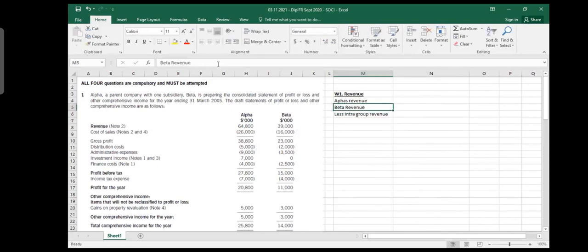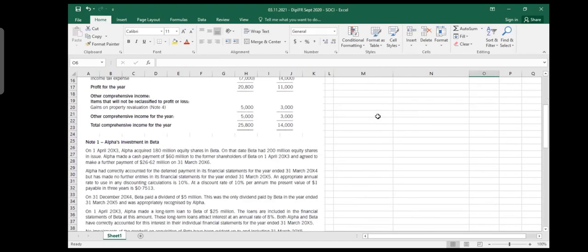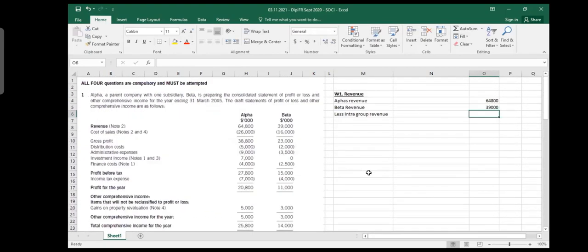So Alpha revenue is given to us straight as 64,800. Beta revenue is 39, and intra-group revenue, if I'm not mistaken, was 10 million. Let me confirm here: intra-group trading during the year was 10 million. So I'll subtract 10 million from here. Let me put three zeros on the top so that we understand it's in millions. You get half a mark for this. You call it group revenue or consolidated revenue, whatever. So this number is done.